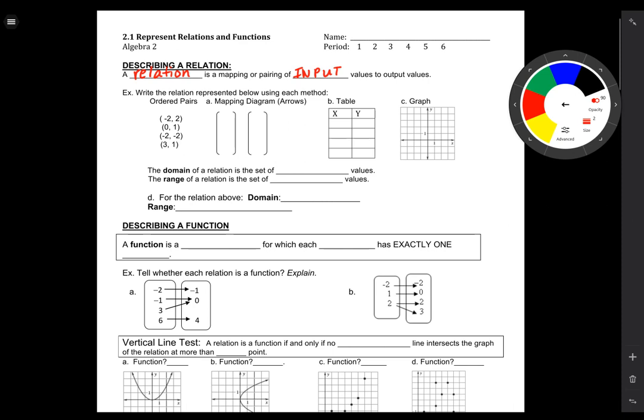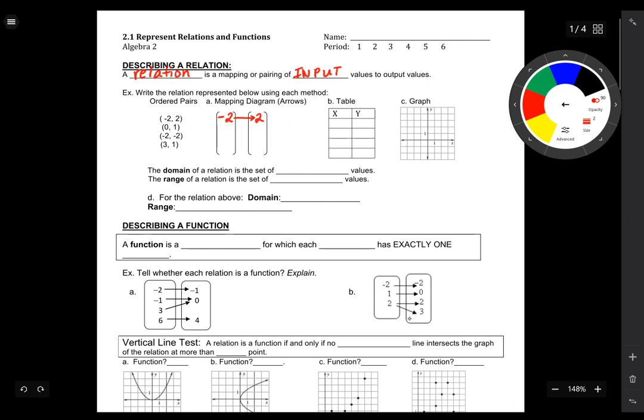The first one is ordered pairs. If you notice, the first number in the ordered pair, -2, is the input and the output is +2. That's the same for the remaining points. For the first one, the mapping diagram, you would put the input in one box, so -2, and you would put its output in the other one, and you draw an arrow from the input to the output.